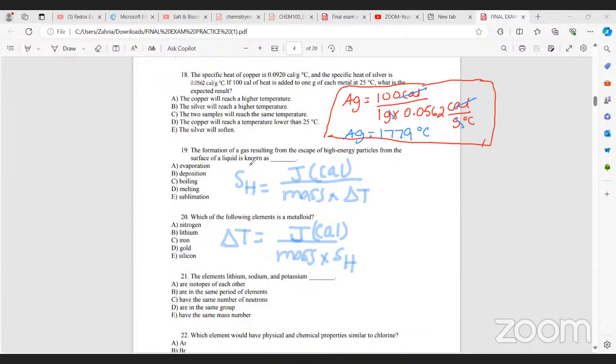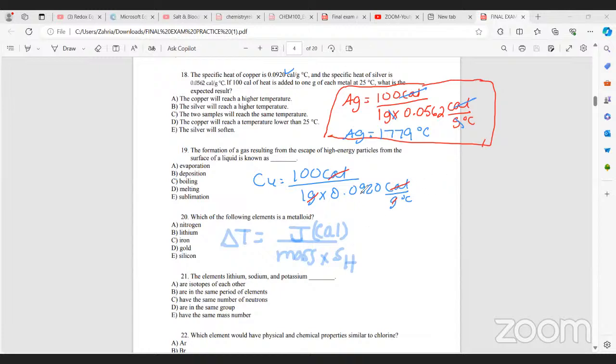I'm going to do the copper one. So copper, same thing. Let me erase some of these formulas here that we don't need, okay? For copper, Cu is going to be equal to the same thing. 100 calories over 1 gram times. Now I'm going to use copper's number. That's 0.0920 calories per gram degrees Celsius. So again, you're going to cross out your grams, cross out your calories, and you're left with degrees Celsius.